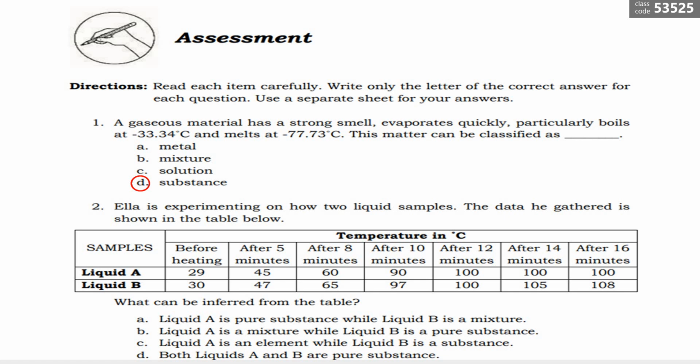Okay, time is up. Let's reveal the answer. Correct answer is letter A. Liquid A is a pure substance, while liquid B is a mixture. What did you observe? The temperature of liquid A, which is a pure substance, stops at 100 degrees Celsius. If it is a mixture, it will move higher than 100 degrees Celsius.